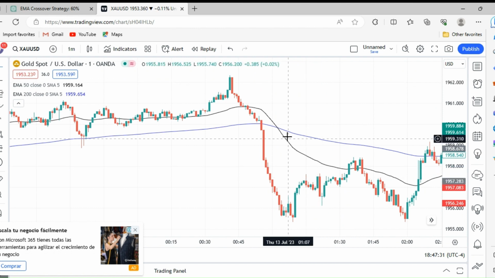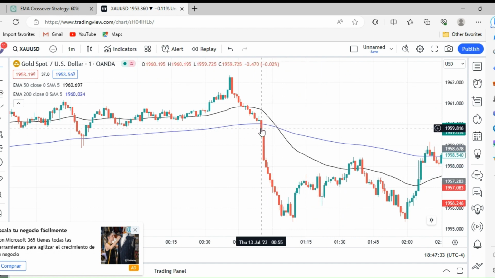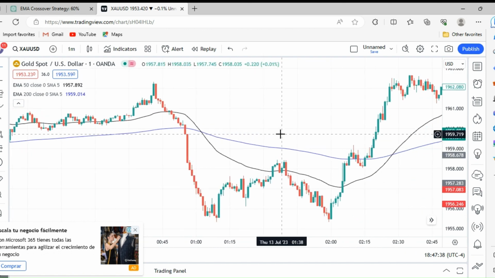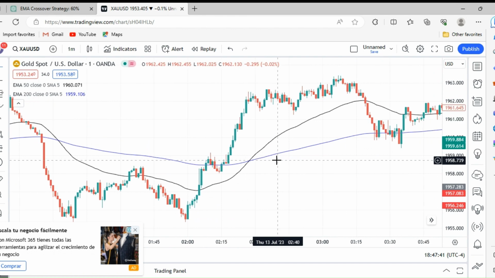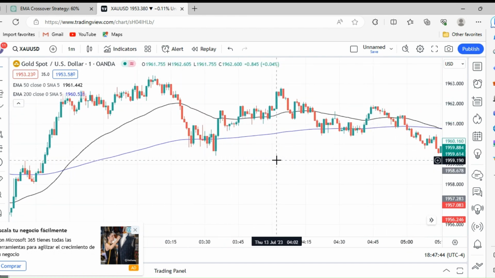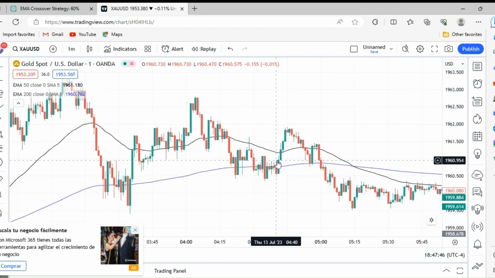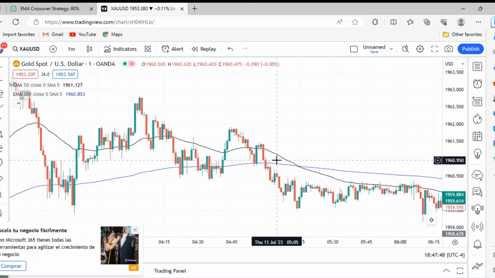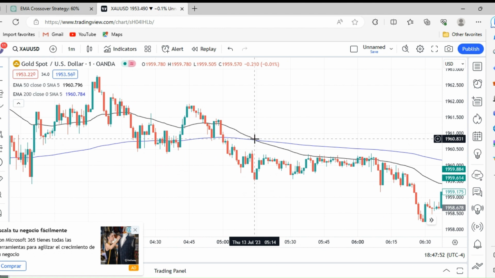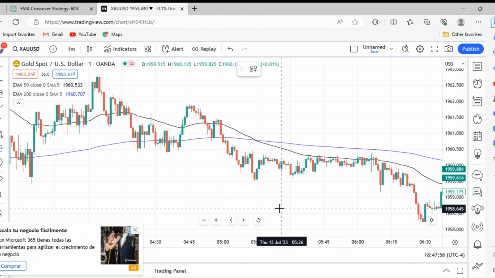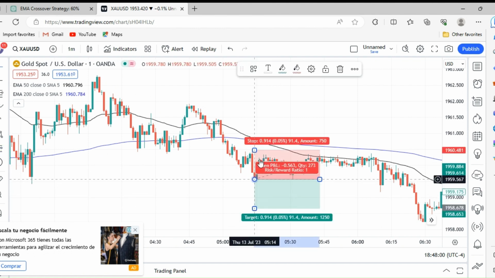So we want to make sure that the crossover point, before taking the trade, is closer to our candles. So let's look for a better trade that we can take, if there's any, right over here. Okay. So this might be a better trade that we can take. For an example, this is a crossover point, as we can see over here. It closed below the EMA. Now we can take this position over here.